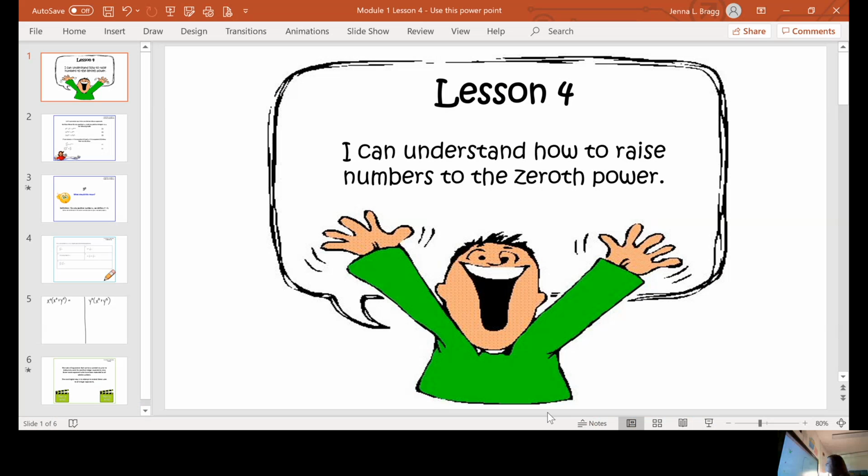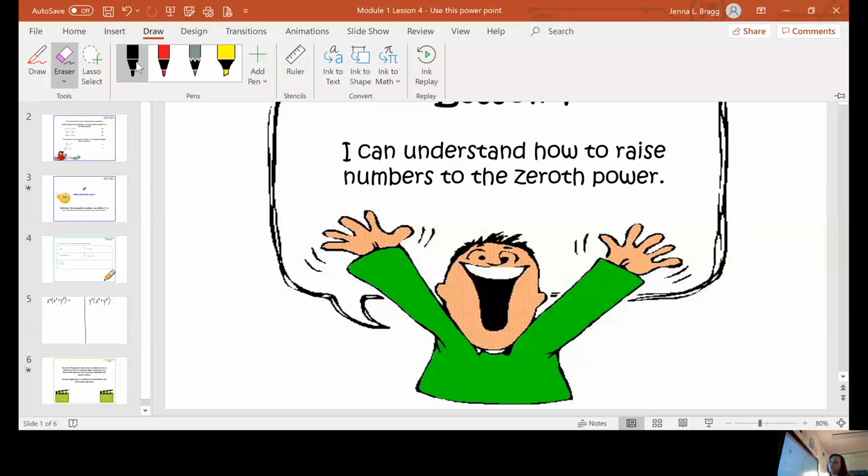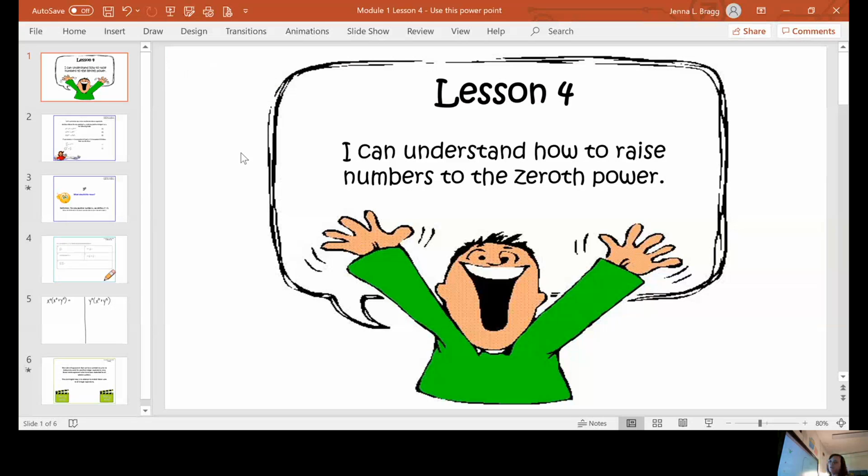Today we are on lesson 4. We're going to raise numbers to the 0th power. That's a funny word that just means we're raising it to a power of 0.